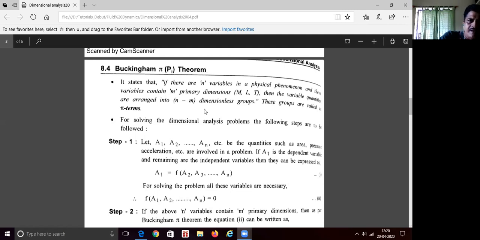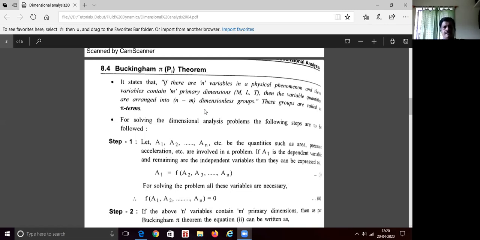If there are n variables in a physical phenomenon and the variables contain m primary dimensions, then the variable quantities are arranged into n minus m dimensionless groups. These groups are called pi terms. First, you have to understand what is a dimensionless group.